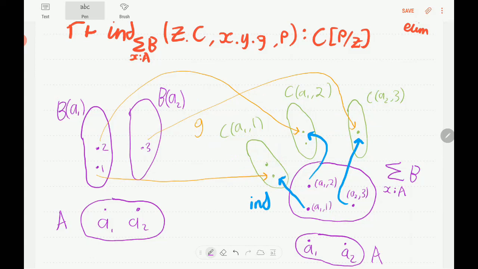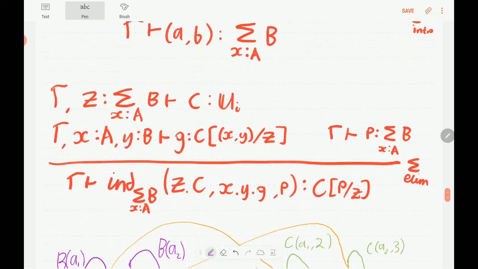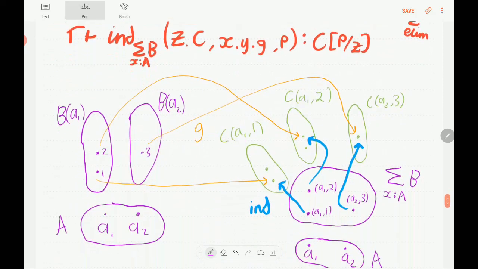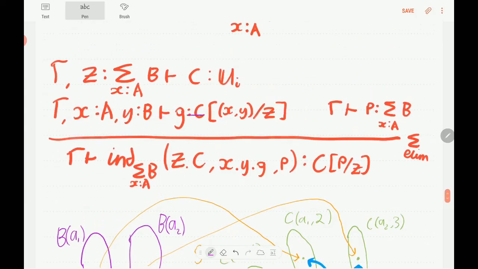Okay, so all of this is much simpler if we just consider, for a start, the case where C is a constant type. In that case, all we really have is a function from B of A1 and a function from B of A2 and so on to this constant type, and we're showing how that translates to a function into this constant type from the corresponding points in the total space. But more generally, we imagine that the target of G might be shifting around according to this type family C. Okay, so this is the formal way we say it.